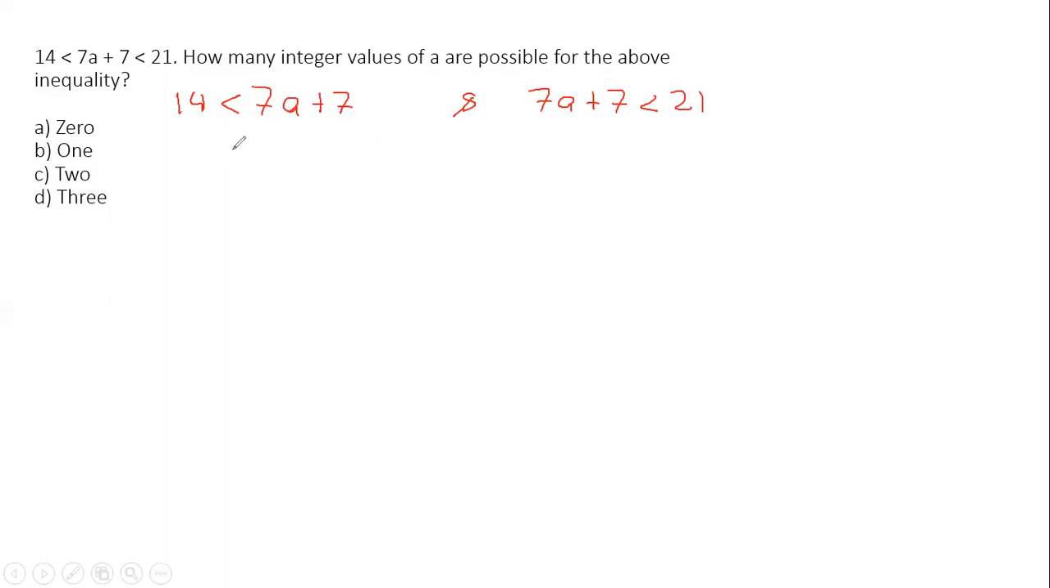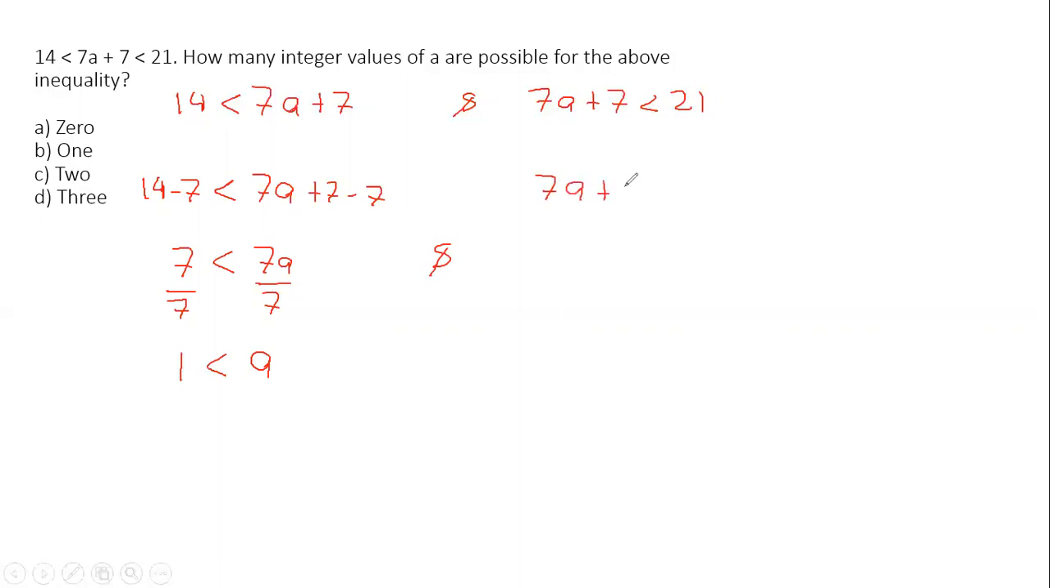So let's solve this. Now how do we solve, guys? I can subtract 7 on both the sides. So it will be 7a plus 7 minus 7 and 14 minus 7. I can very well subtract 7 on both the sides. That will give me 7a is greater than 7. Now I can divide both the sides by 7, so a will be greater than 1. That's the first part. Now let's solve the second part. Here I can subtract 7 on both the sides.